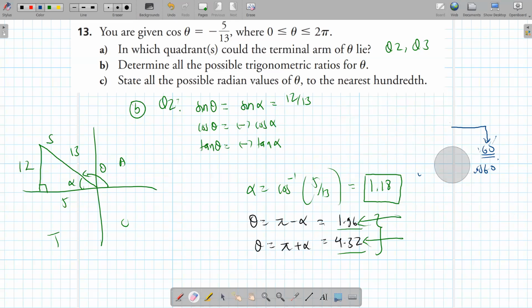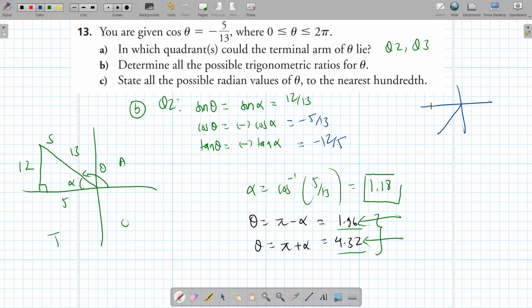Then cos of theta is negative cos of alpha, which we already had, which was minus 5 over 13. And tan theta is negative tan of alpha, so that's going to be negative 12 over 5. This is assuming it's in quadrant 2. But we know this could also be in quadrant 3, because that's where cosine is negative as well.